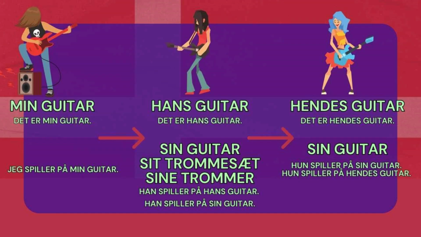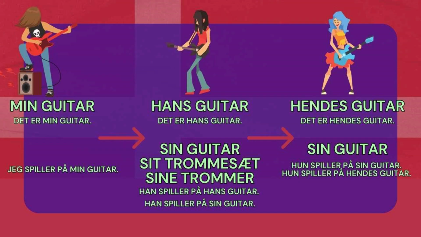For example, jeg spiller på min guitar. I'm playing on my guitar. Whereas if I said, now let's move on, hans guitar. Det er hans guitar, it's his guitar. So maybe I'm playing a guitar and I say, det er hans guitar. Well, that makes perfect sense, right? It's his guitar. Very similar to English.